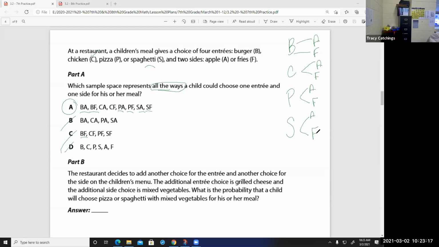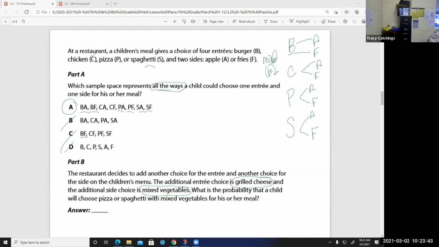Part B then says the restaurant decides to add another choice for the entree and another choice for the children's menu. The extra entree is grilled cheese. The extra side is mixed vegetables. And they want us to give a probability. So before I move on with that, I'm going to look at what I already have. We now have another side option, which is mixed vegetables. We're going to label that as M.